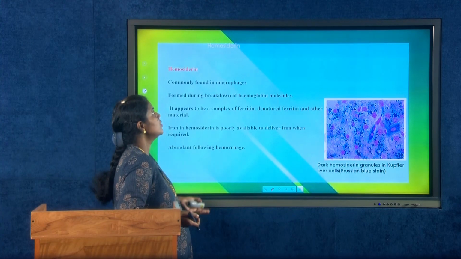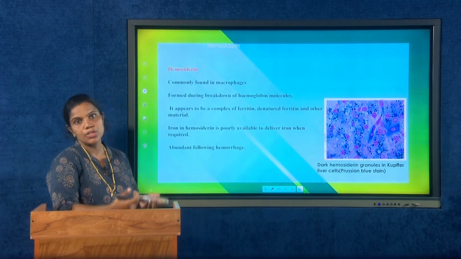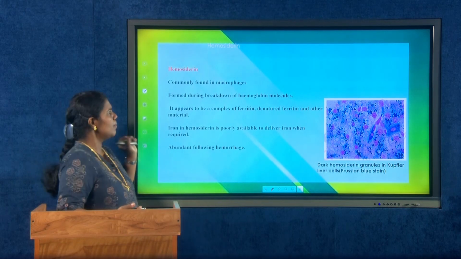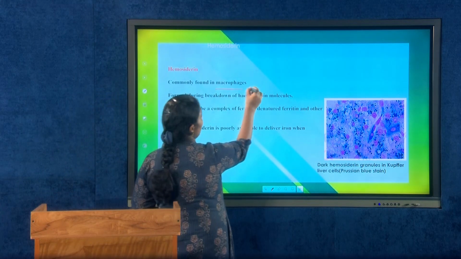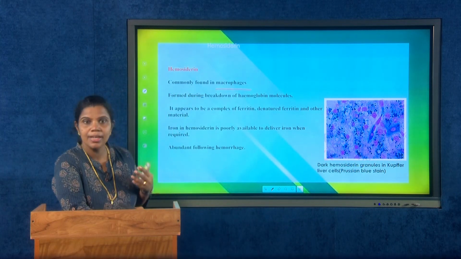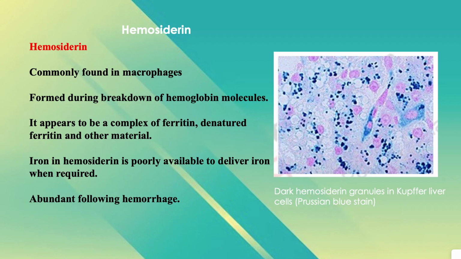Now, we move on to the next iron storing protein, that is hemosiderin. Commonly it is found in the macrophages. So, what are macrophages? We know that it is a type of blood cell that is needed for immunity, and it is formed during hemoglobin breakdown. It appears to be a complex of ferritin, or we can say it is a denatured ferritin molecule.